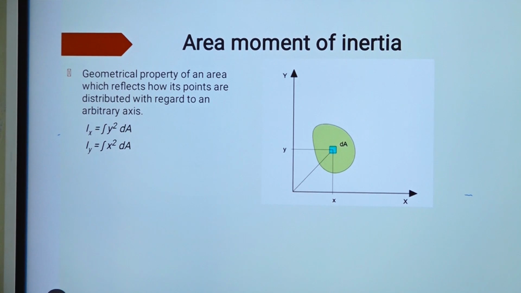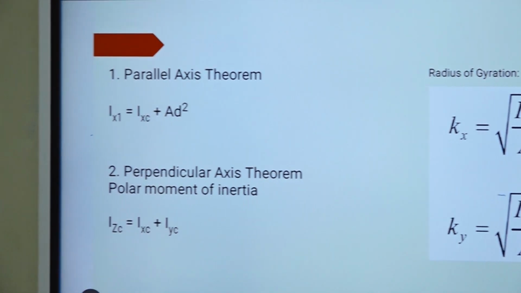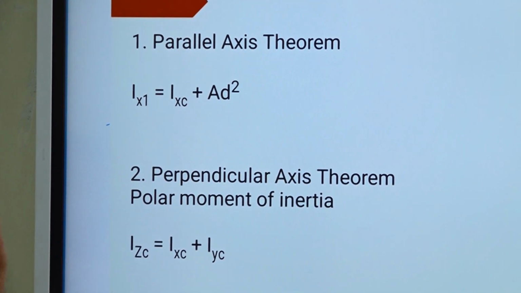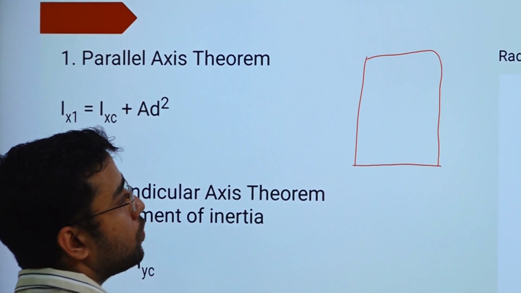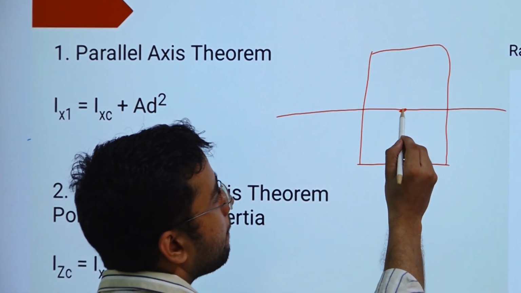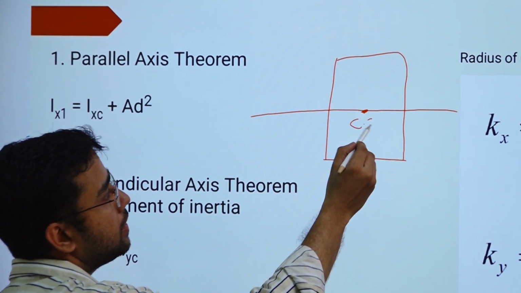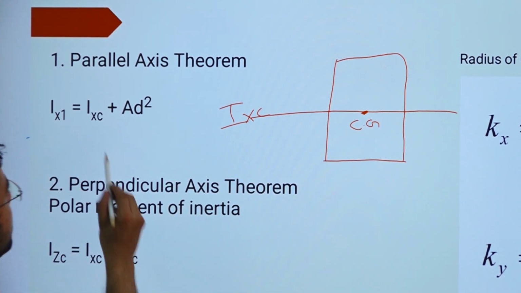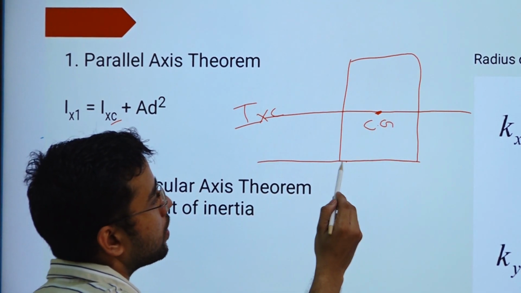Now let us move to the next. In area moment of inertia we have some theorems: the first one is the parallel axis theorem and the second one is the perpendicular axis theorem. What is the parallel axis theorem? Suppose we want to find the area moment of inertia of this rectangle. We already know the area moment of inertia of this rectangle about this CG, center of gravity, is Ixc. What is the meaning of C here? Centroid.